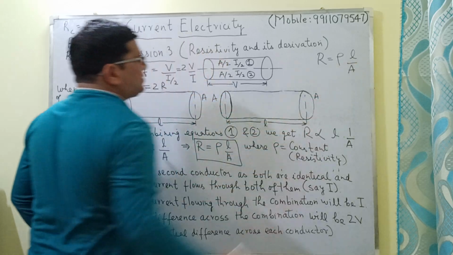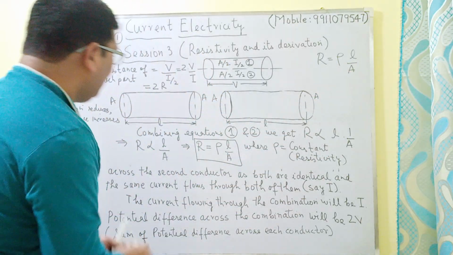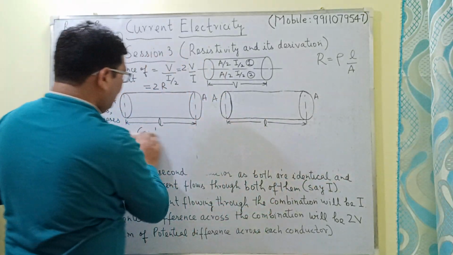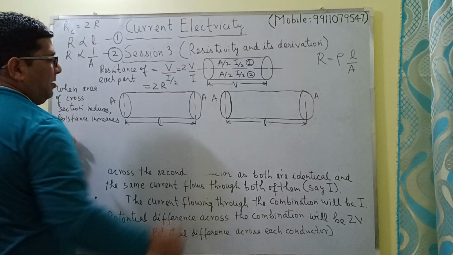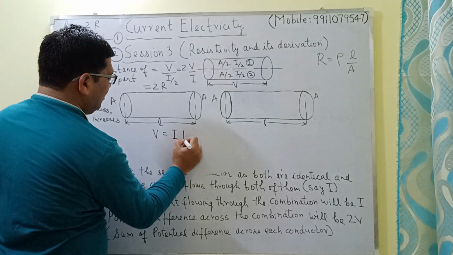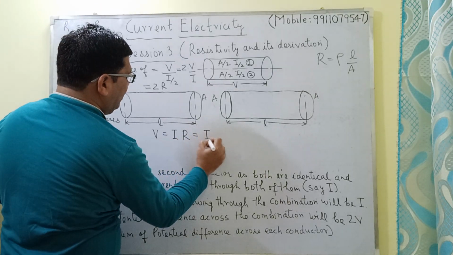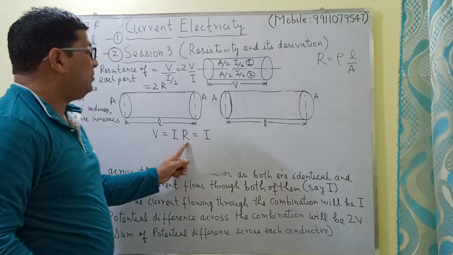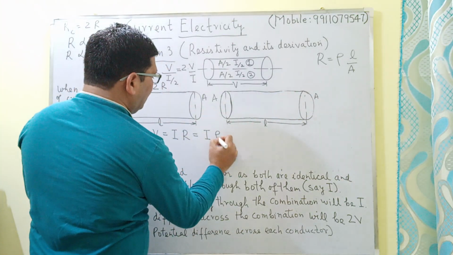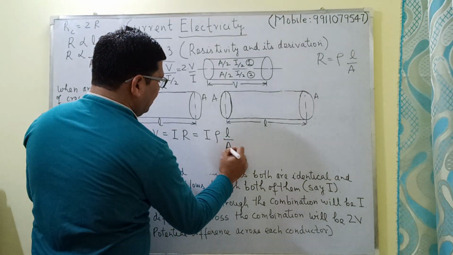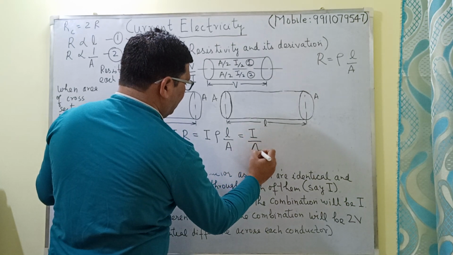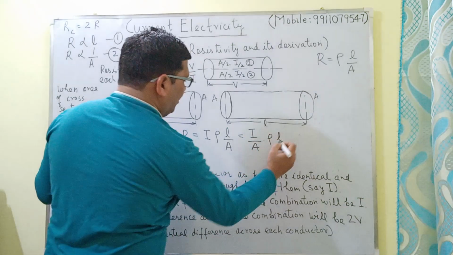Now with the help of this relation we can derive some other formulas also. Now we know that V is equal to IR. Now I will be substituting the value of R in this equation. So I will be getting I rho L upon A. This can also be written as I upon A into rho L.